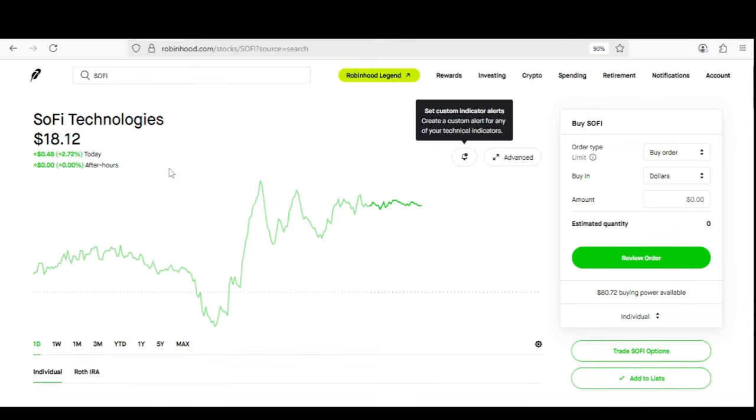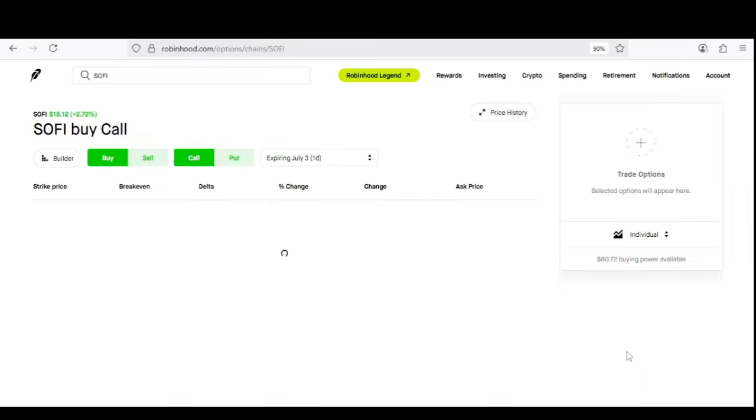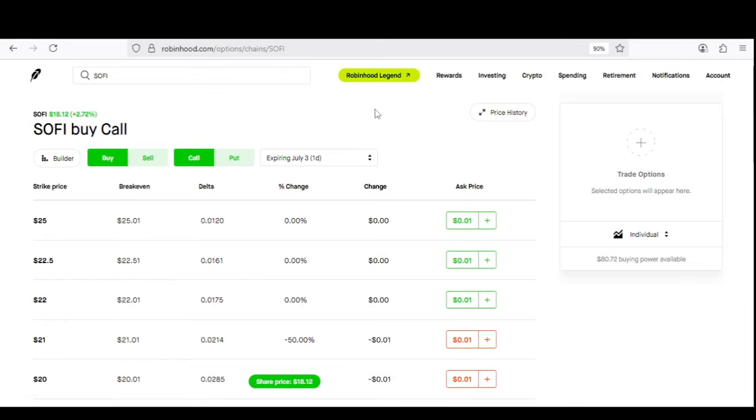Now, for those of you that know, if you stay to the end of the video, I will give you a bonus, and this is definitely going to work if you only have a couple $100s in your portfolio. So let's go ahead and go down to trade SoFi options to the bottom in order for us to go ahead and open up our options chain.